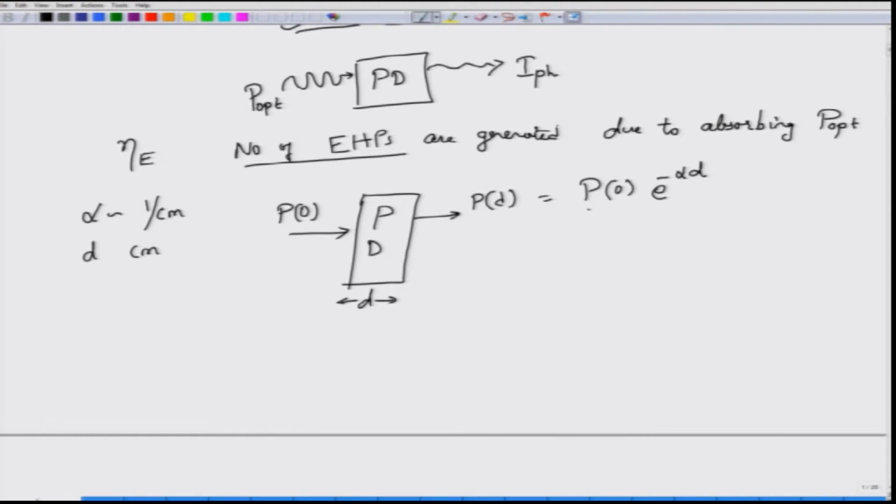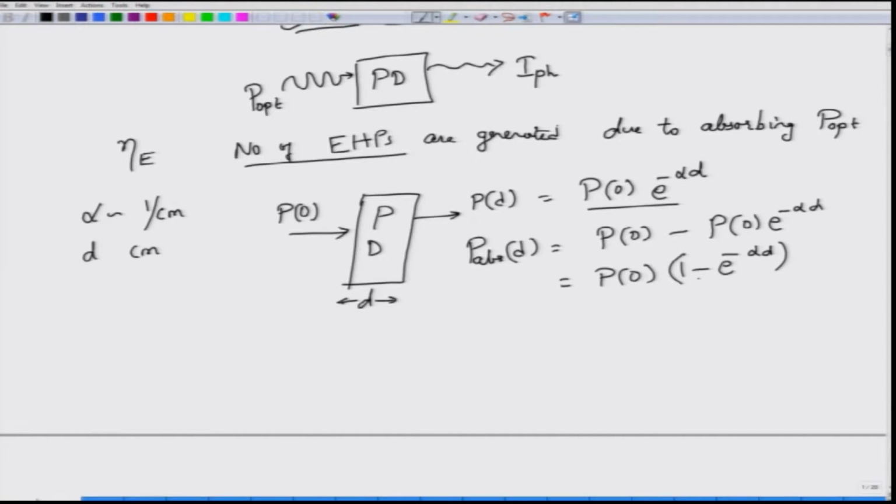Now, if this is the power that is coming out, what would be the power absorbed over the section length d? The power absorbed will be whatever the input power minus power that is coming out, right. So, this much of the power has been absorbed inside. If you take this P of 0 as a common factor, you get e power minus alpha d. A quick question to all of you before we go ahead.